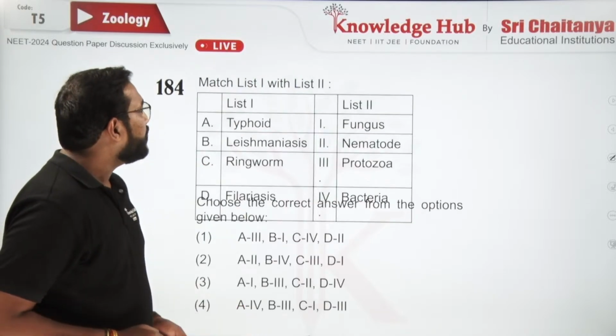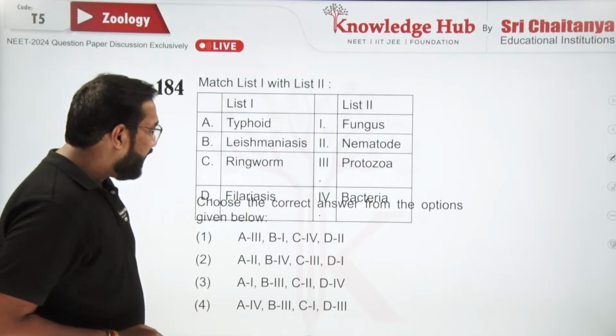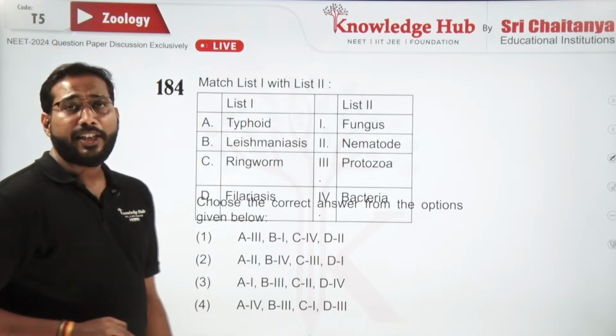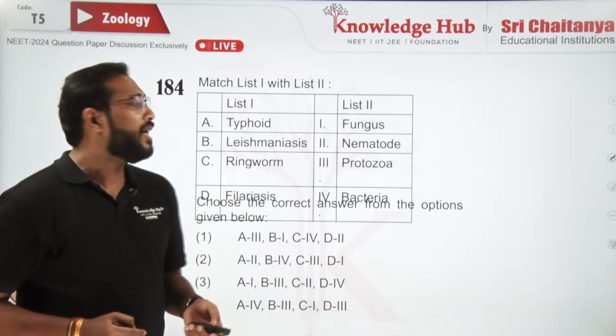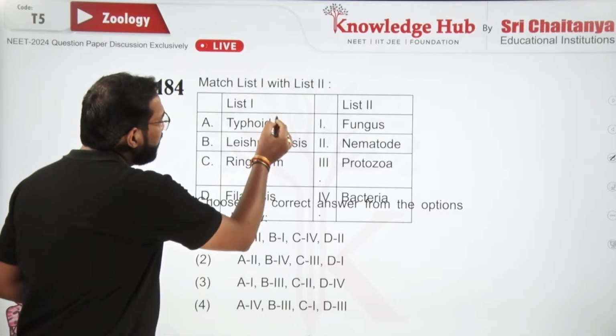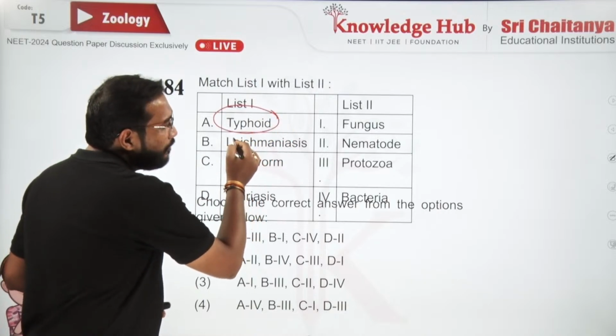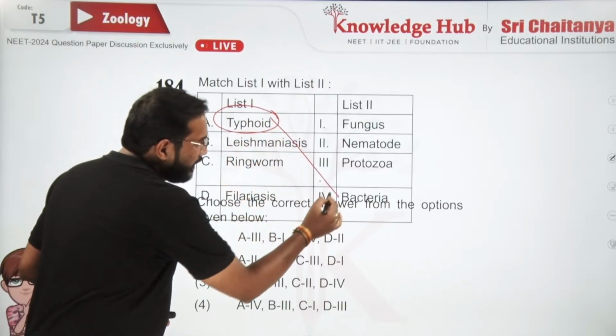Move on to the next question. You have here certain diseases and they are asking you whether the disease is fungal, protozoal or bacterial. So if you see here, the first we have is typhoid, and typhoid is caused by bacteria.